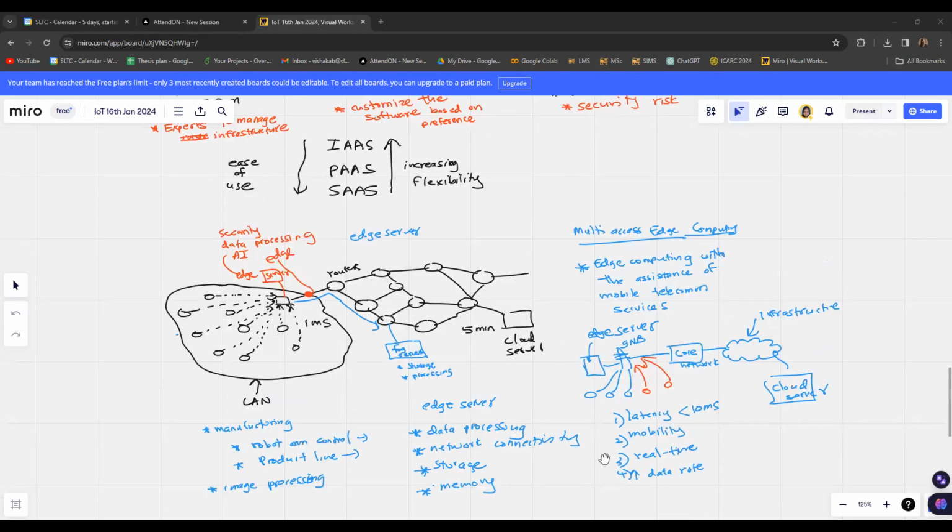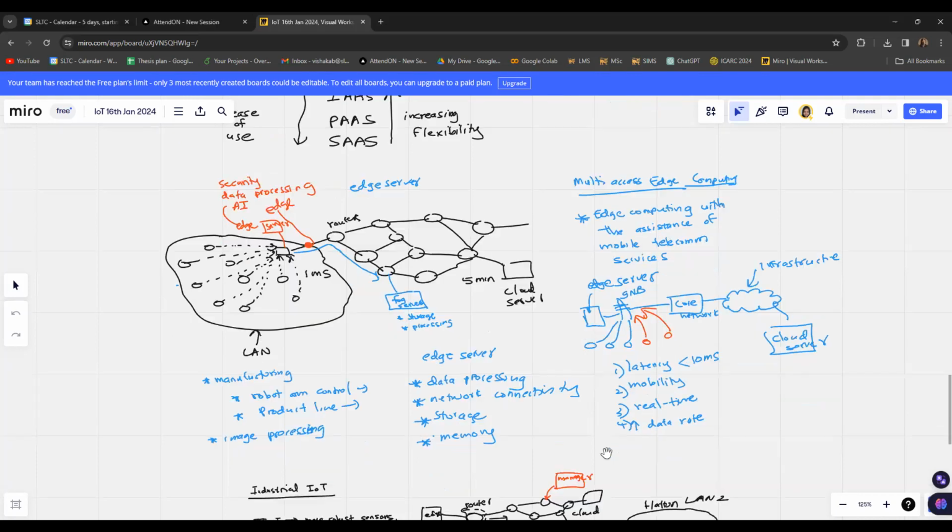Also, at the end, we discussed something called the multi-access edge computing method. Multi-access edge computing is basically about using mobile telecommunication network systems to do edge computing. That means we allow multiple devices of different types to connect to the edge network through radio cellular communication. So in multi-access edge computing, different devices can access the network using cellular mobile telecommunication systems. That is basically the idea of multi-access edge computing.